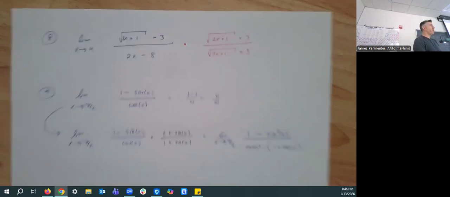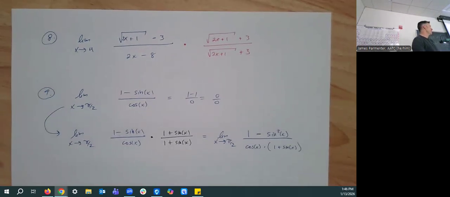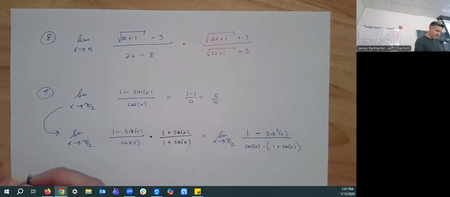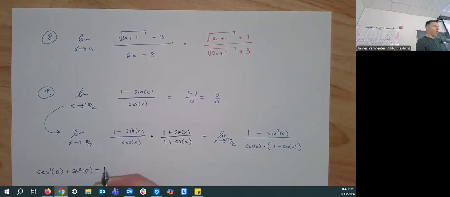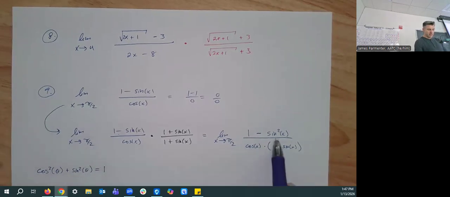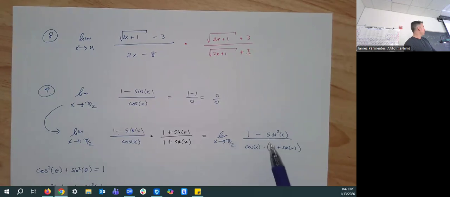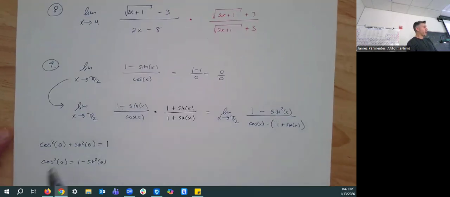Now, why might that be helpful? Well, because when you multiply 1 minus sine or 1 plus sine or 1 minus cosine or 1 plus cosine by its conjugate, you end up with a trigonometric identity. Specifically, the one that's coming from the fact that cosine squared of an angle plus sine squared of the same angle is always equal to 1. So we have 1 minus sine squared. If we subtract sine squared from both sides, we can see that cosine squared of theta is equal to 1 minus sine squared of theta. So when you get to a 1 minus sine squared, you can replace that with a cosine squared.